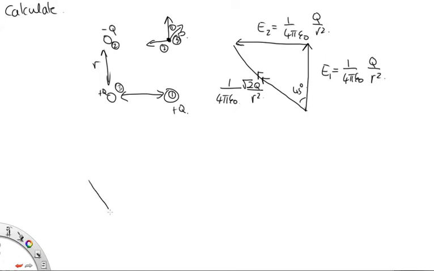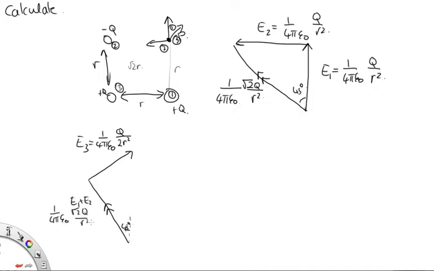Okay, so now what we need to do is add this third electric field onto this one. So let's just draw this one down here. This is E1 plus E2, and it is at 45 degrees to the vertical. And then E3 is equal to 1 over 4 pi epsilon naught Q. Now, the distance from here to here, this is R, this is R, so this distance is equal to root 2 R. So when we square the distance, we end up with 2R squared. And this one is equal to 1 over 4 pi epsilon naught root 2 Q over R squared.